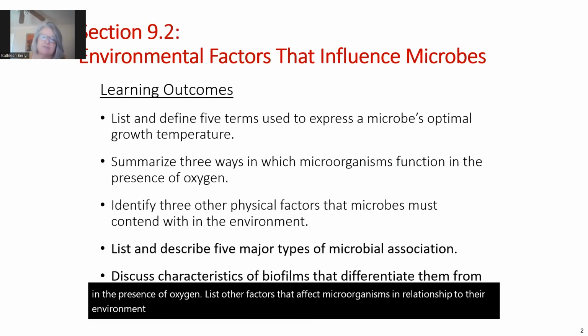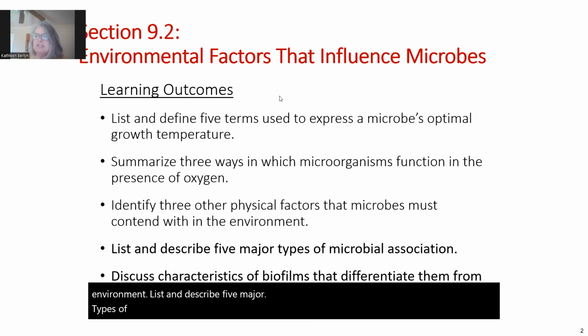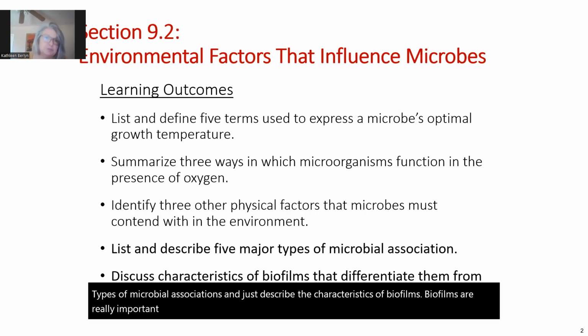List and describe 5 major types of microbial associations, and just describe the characteristics of biofilms. Biofilms are really important in human disease, and they also just occur a lot in nature as well. So it's just kind of an important thing for us to be aware of.